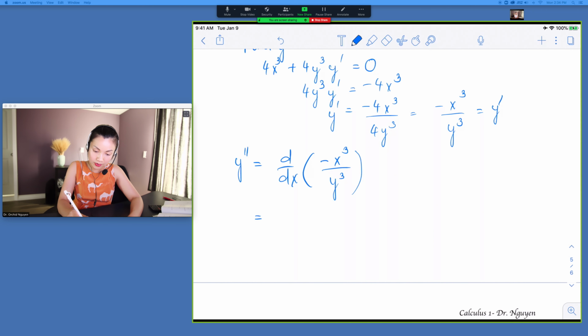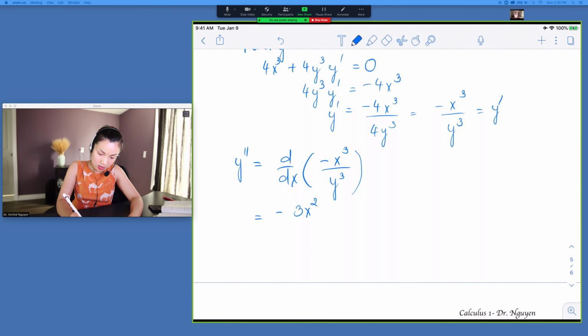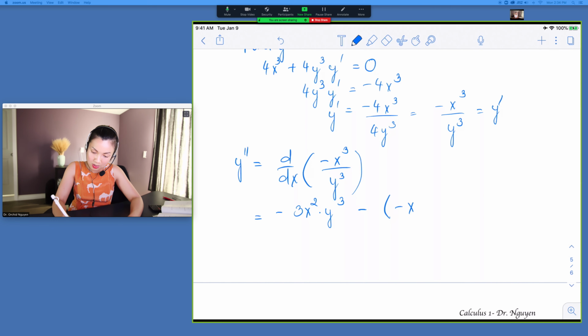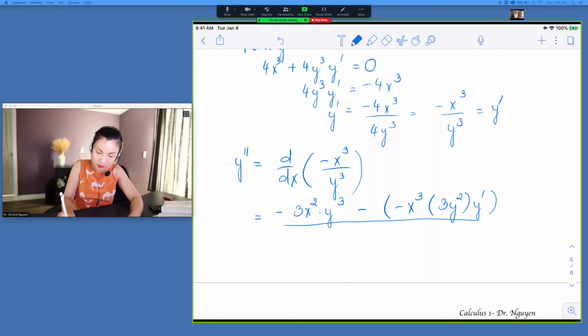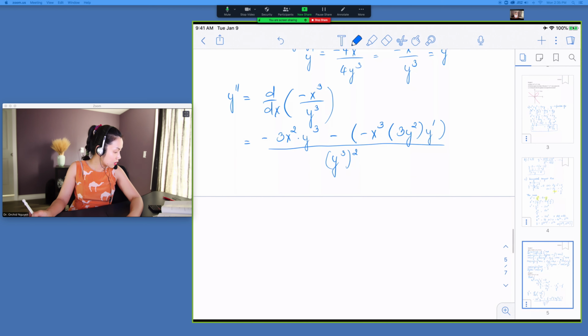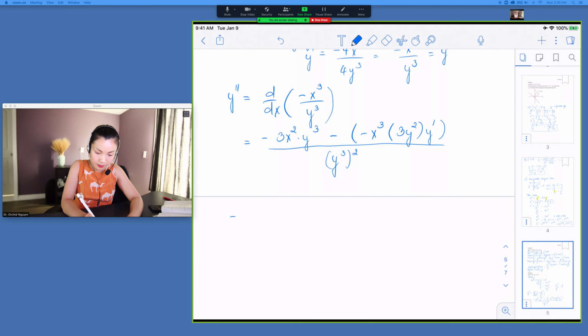Okay. So what I have is negative 3x squared times y cubed minus negative x cubed times 3y squared y prime over y cubed squared. Okay, so we can definitely simplify.